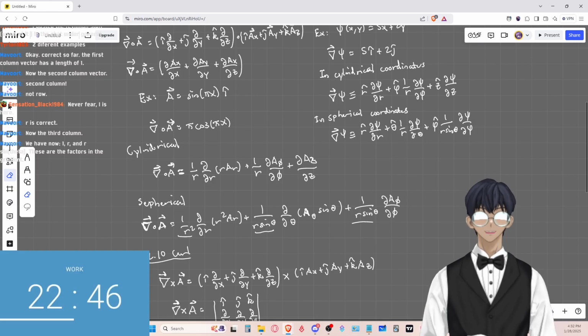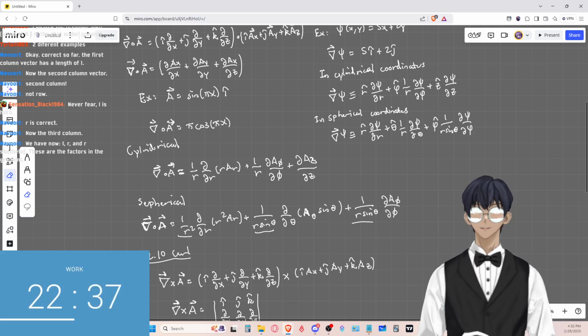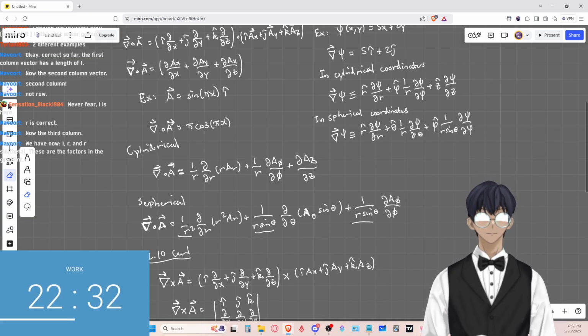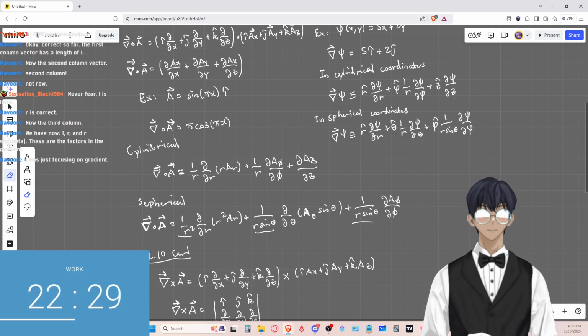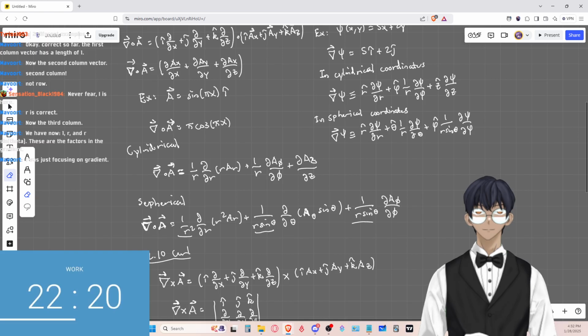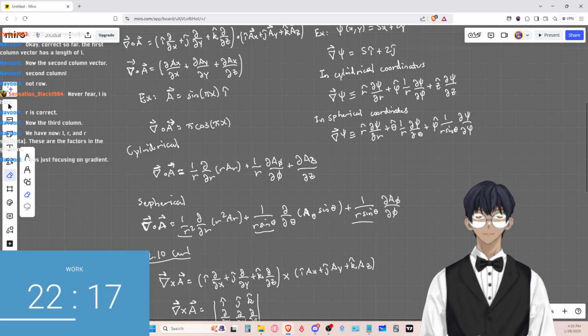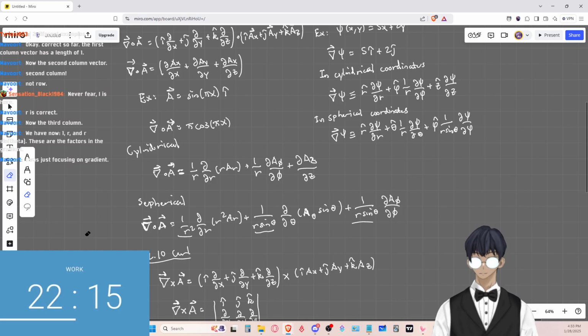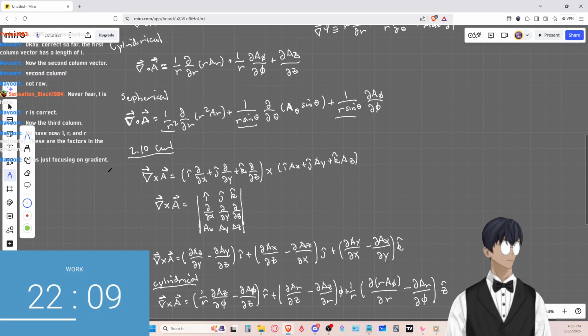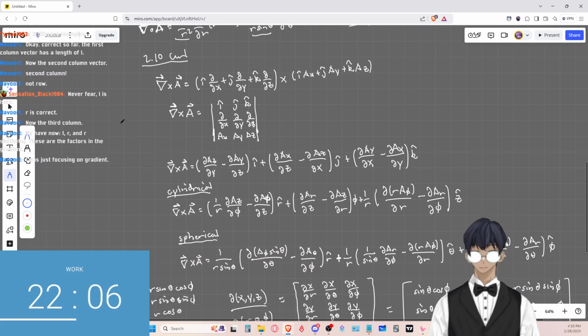So we were on curl, right? Yeah, we were on curl. I'm trying not to lose track of where we were, because I think after curl we're going to do the Laplacian, and I think tomorrow we're going to do the questions involving this chapter. Oh, let's do this, carry this up. I was just focused on the gradient. Oh, okay, gotcha.